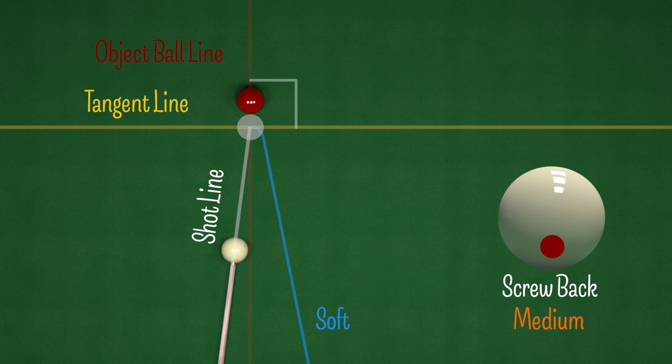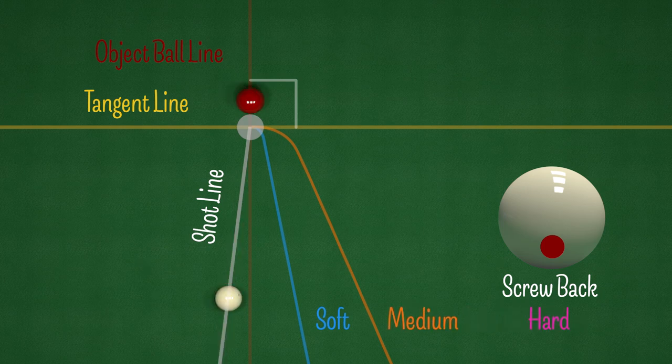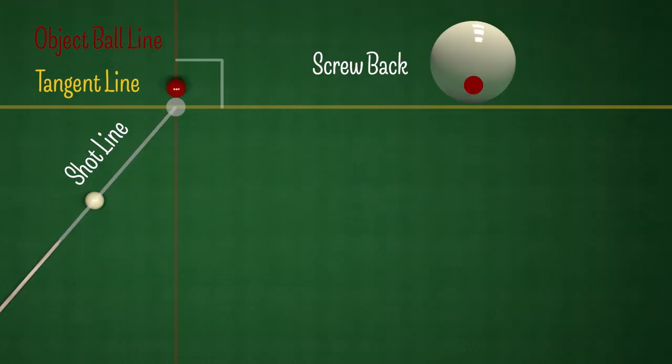Play the shot at a medium pace and it stays on the tangent line a fraction longer before the spin takes hold and draws the cue ball back. Play the shot hard and it travels further still along the tangent line and the arc widens slightly as it starts to pull back. As we come around to about 40 degrees, the steeper angle means the cue ball stays on the tangent line for that little bit longer.